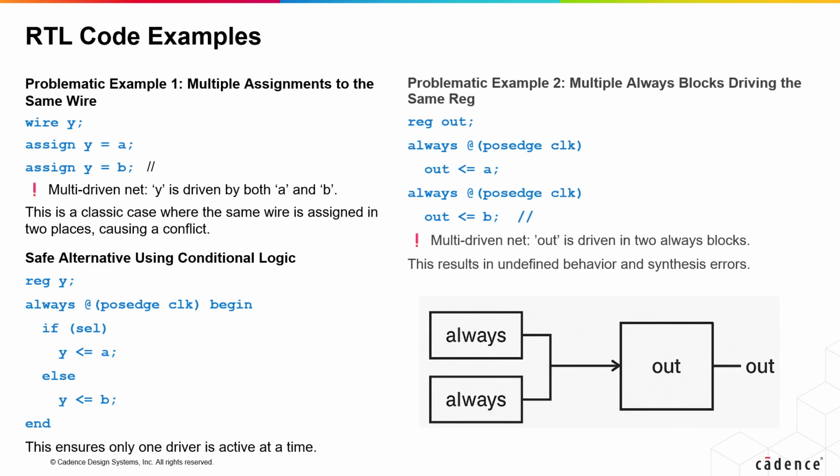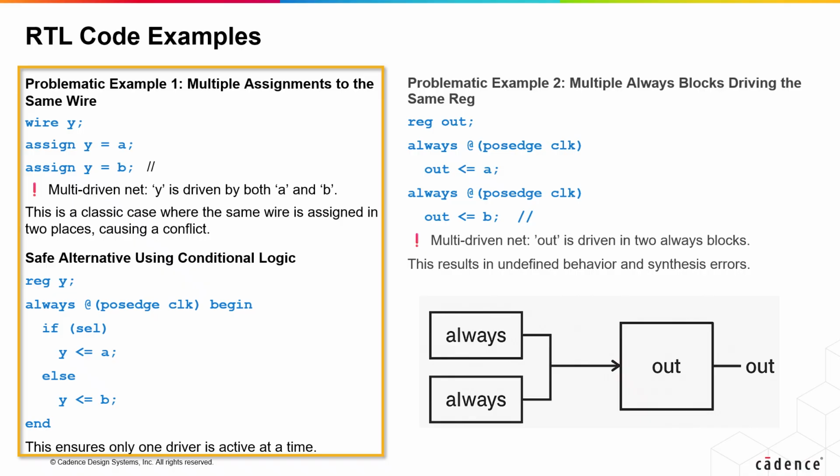Here are some RTL code examples of multi-driven nets. The first example shows that two nets A and B are assigned to the same net Y. This will create a multi-driven net in the design. To avoid this, it is good to create a register with an enable signal named select and store the A and B variables in the same net, not at the same time.